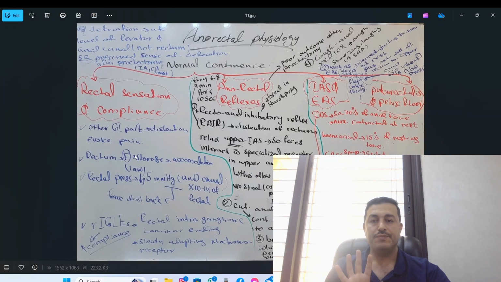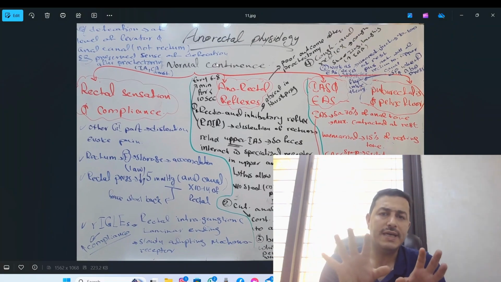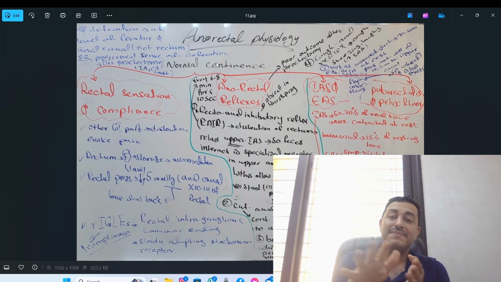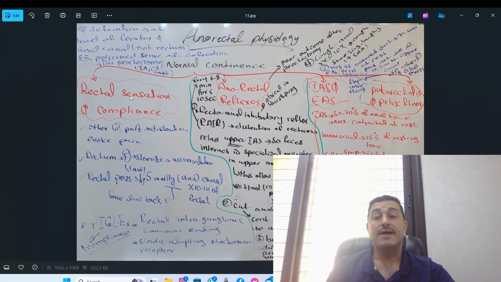First of all, to make it simple, this is the normal continence mechanism. It's actually clear that there is no DNA relationship between me and Leonardo da Vinci, but actually, in normal continence, you can see that rectal sensation, anorectal reflexes, the external, internal, and puborectalis sphincters, and the pelvic floor muscle participate. What do we mean by that?